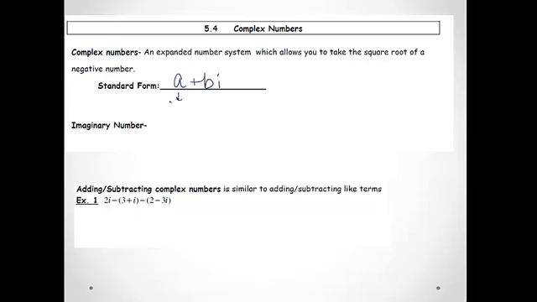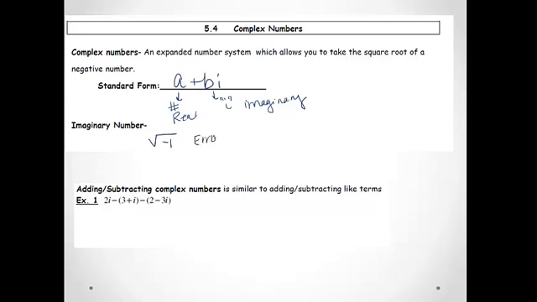So it's going to be a number first. It's just a plain old number, and this is what we call the real portion of our complex number. And then you're going to have this section which has the i in it, which is going to be called the imaginary section. So imaginary numbers allow you to work with square roots of negative numbers. So if I ask you to take the square root of negative 1 on your calculator right now, it would say error.